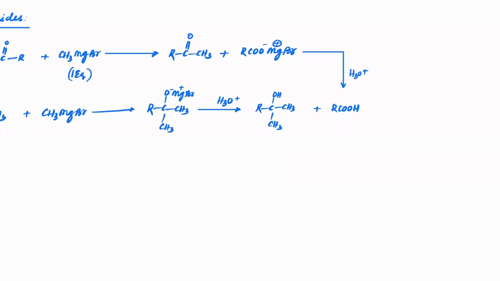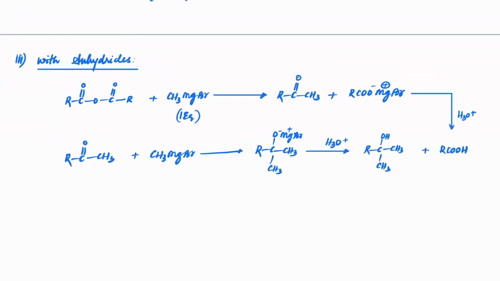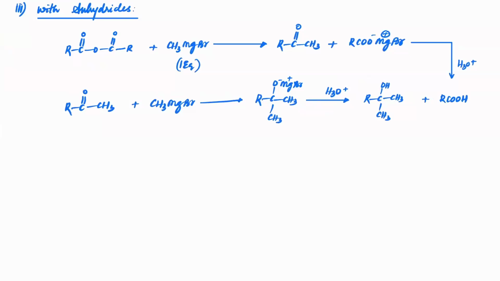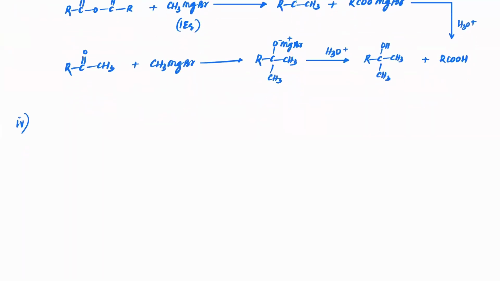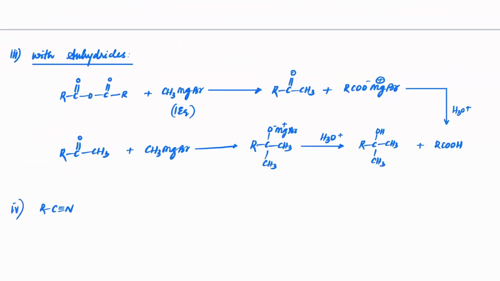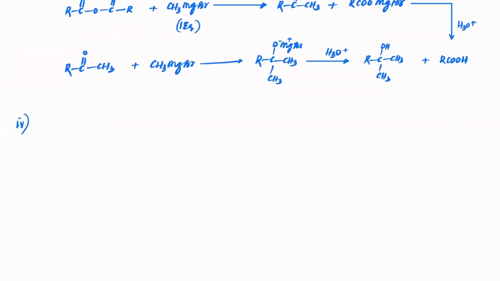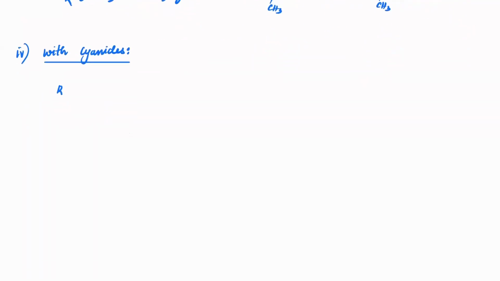Okay, so this is about acid anhydrides. Okay, so next one is reaction with cyanides. RCN, right? So with cyanides or with nitriles, see what will happen.